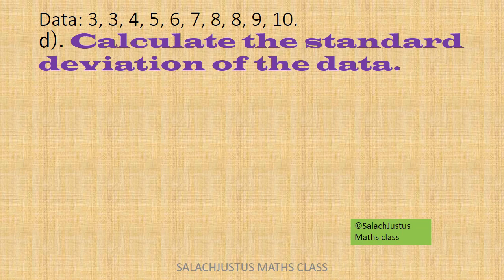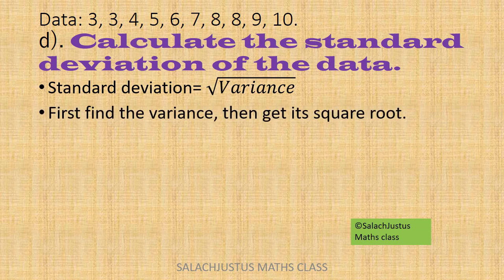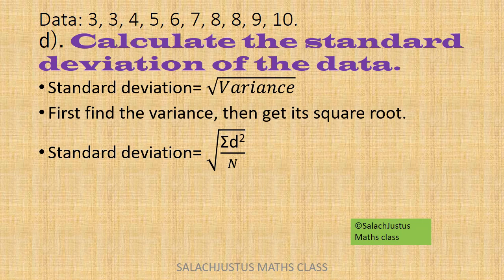Calculate the standard deviation of the data. Standard deviation is the square root of variance. So it is a question that follows the variance. First calculate the variance, then get its square root to get your standard deviation. See the formula for calculating variance there: summation of d squared divided by n.